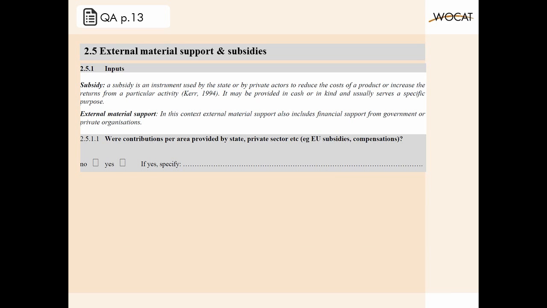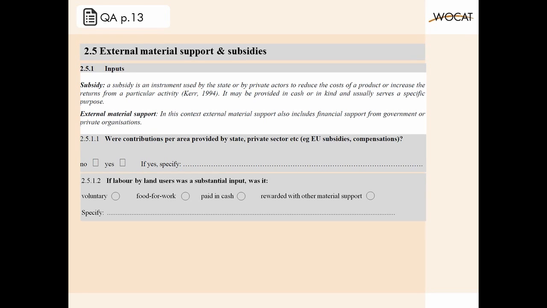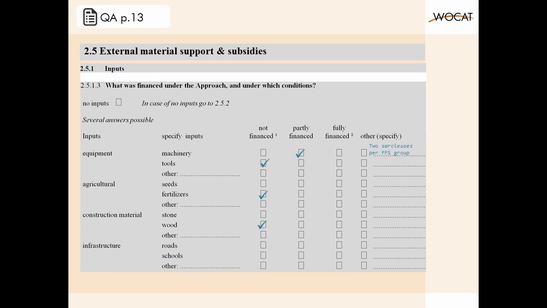Next to the technical support, material support can be crucial for the implementation and adoption of a technology. Material support can be in form of subsidies or compensation by the state and/or the private sector. It can be in form of different compensations for labor, such as food for work or payment in cash. In the next question, what and how much was financed by the approach has to be listed in detail.